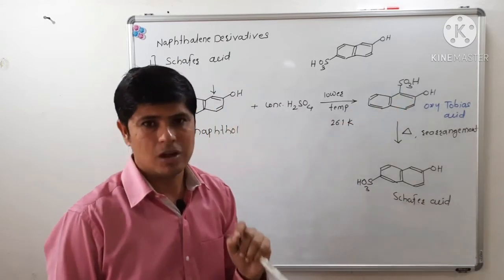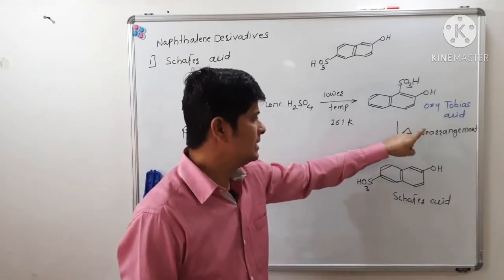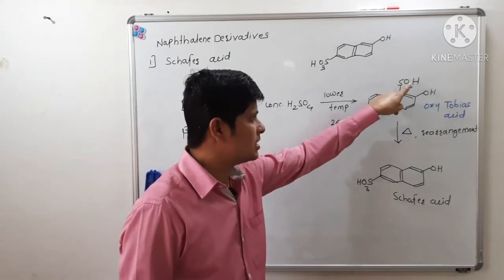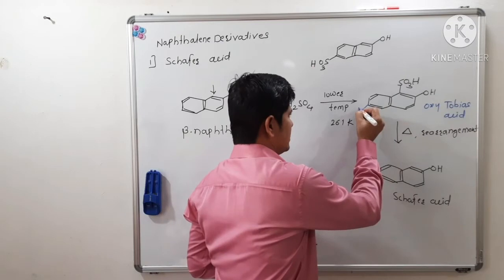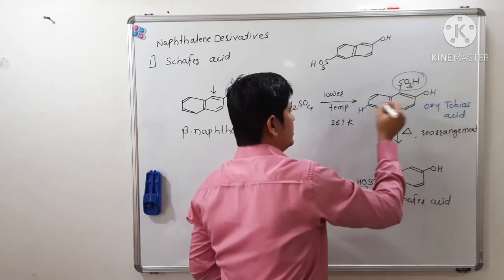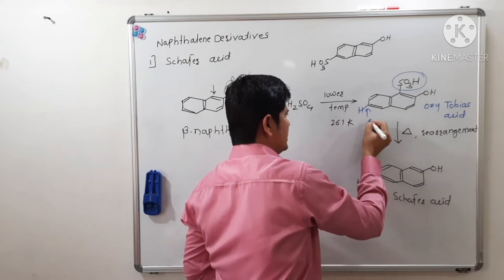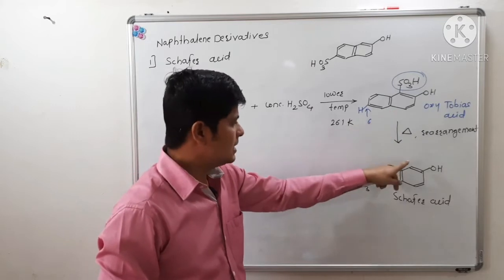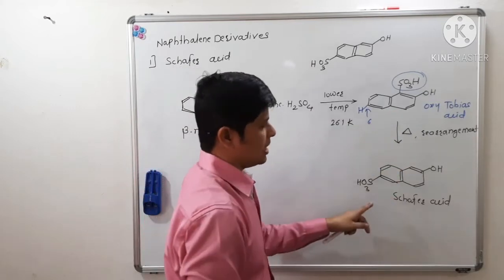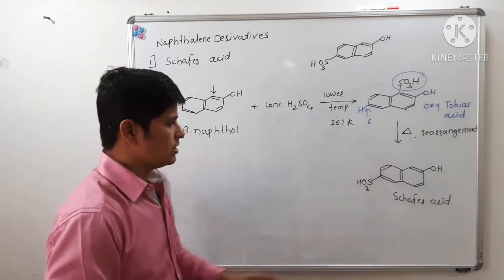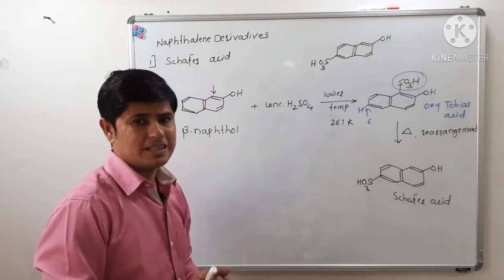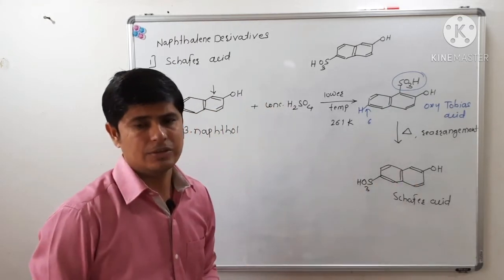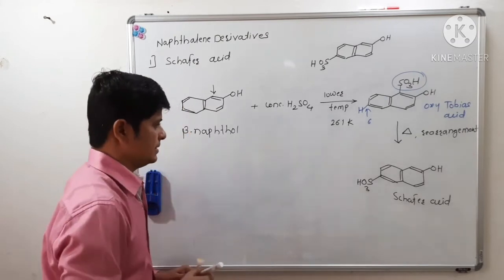Now this oxy-Tobias acid, or 2-naphthol 1-sulfonic acid, on heating undergoes a rearrangement of the sulfonic acid group. The sulfonic acid group gets shifted to position number 6 of the other benzene ring, and there is formation of this product, which is called Schaeffer acid. Schaeffer acid is nothing but 2-naphthol 6-sulfonic acid.